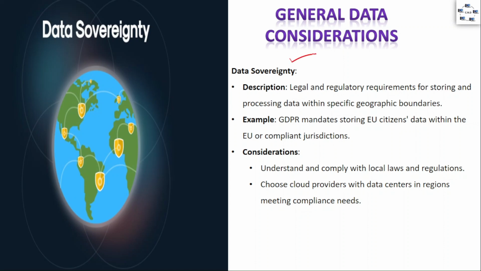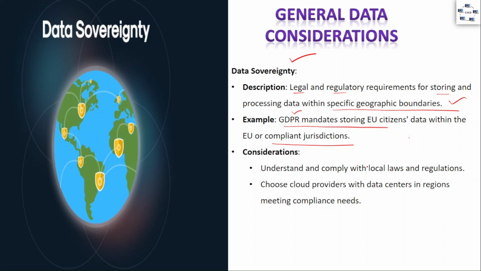Now, what is data sovereignty? It is the legal and regulatory requirements for storing and processing data within specific geographic boundaries. For example, GDPR mandates storing European Union citizens' data within the EU or compliant jurisdictions. This is the GDPR requirement that the EU citizen data must be stored inside EU boundaries. If an organization, let's suppose, is based in the US or in another continent such as Australia, and it collects EU citizen data, the data must be stored within the EU boundary.